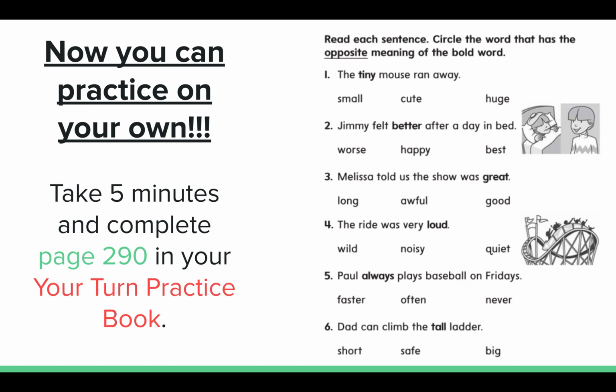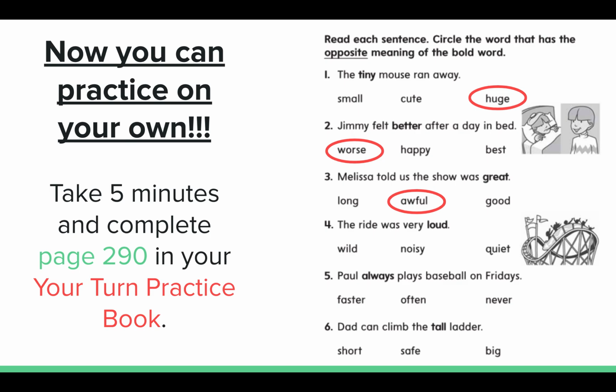Ready to check your work? Let's see. What was the opposite of tiny in the sentence, the tiny mouse ran away? What word is the opposite for tiny? Huge. The huge mouse ran away. Good job. Number 2, Jimmy felt better after a day in bed. What is the opposite of better? Worse. Good job. Number 3, Melissa told us the show was great. What is the opposite of great?